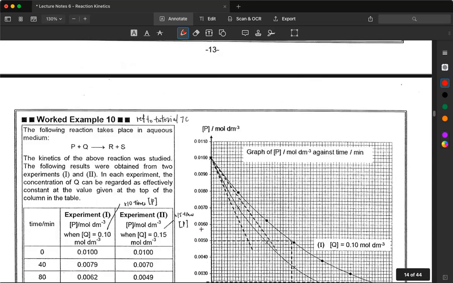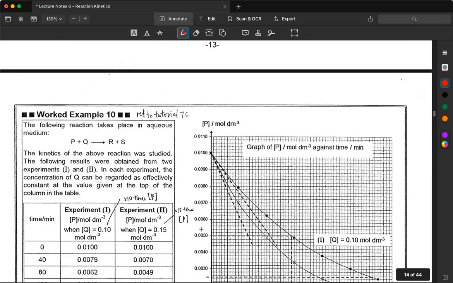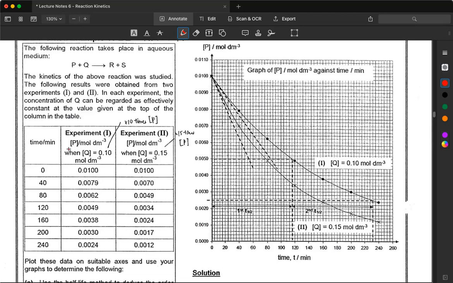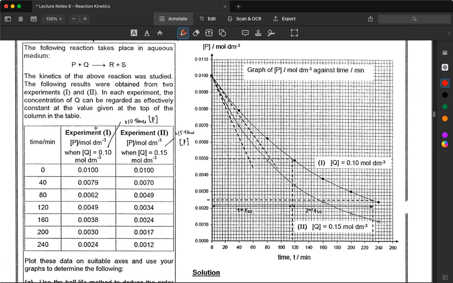Another word example. So normally this topic has a lot of graphs. Okay, you have this reaction P plus Q forming R and S. So the kinetics of the reaction was studied. So the results from experiment 1 and 2 were shown. In each experiment, the concentration of Q can be regarded as effectively constant. So Q is constant. P is the one that is changing.